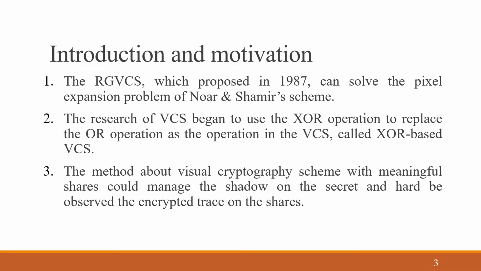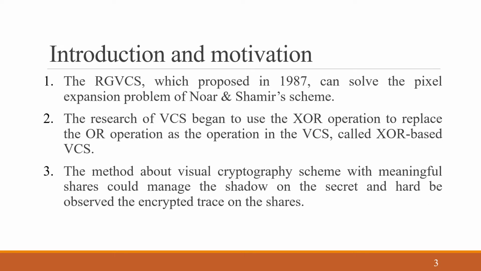Researchers found that there are some ways to increase the visual quality. First, the random grid, which was proposed in 1987, can solve the pixel expansion problem. Second, according to the principle, using the OR operation to stack shares will cause at most half of the image to be completely reconstructed. Researchers of random grids began to use the XOR operation to replace the OR operation. The last is that Naor and Shamir's scheme will generate meaningless shares.